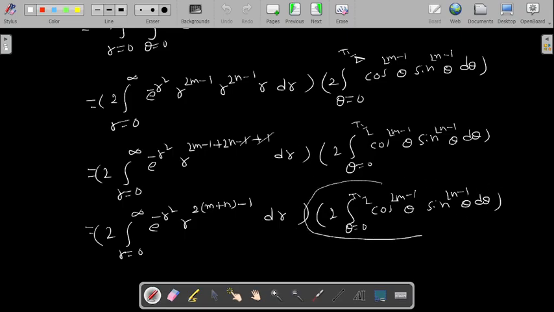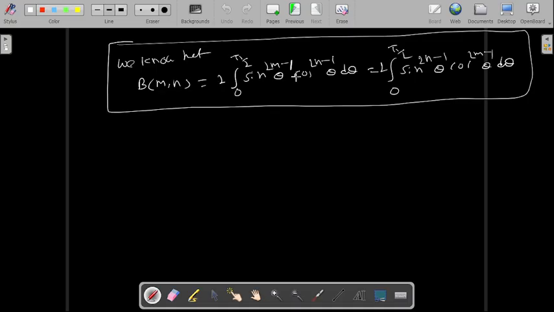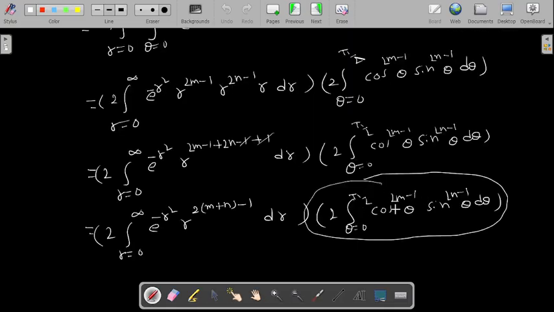Now can anyone say what is this value now? What is this factor now? Can anybody? 2 of beta m comma n. Already there is a 2 here, 2 into, so what does this become? Beta of m comma n. Very good.